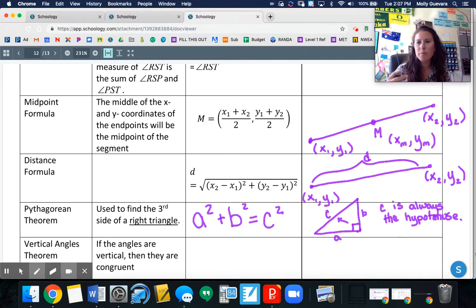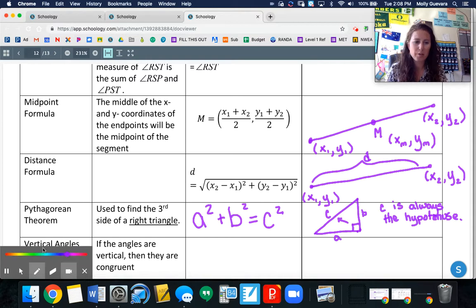So that's just probably the most important thing on this: making sure that whatever value is across from the right angle, that is the value that's going in for C. A and B are interchangeable, so you can choose which number goes in for A and which number goes in for B, but C always has to be the hypotenuse. So that's actually it for all of our terms and our definitions and theorems for this lesson.